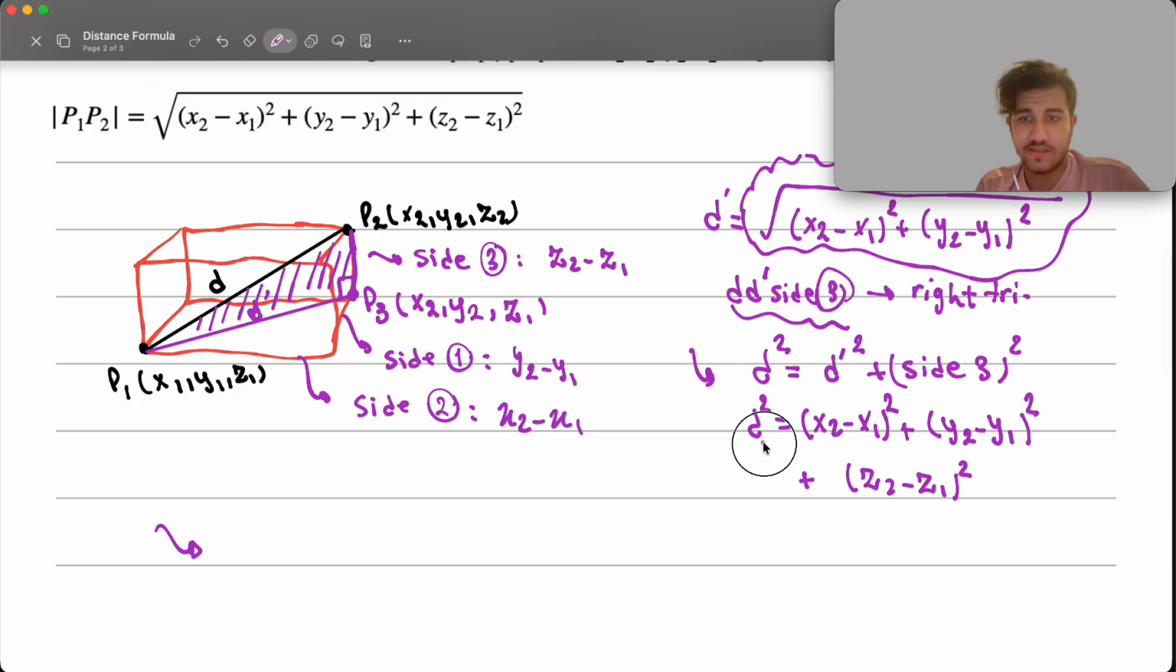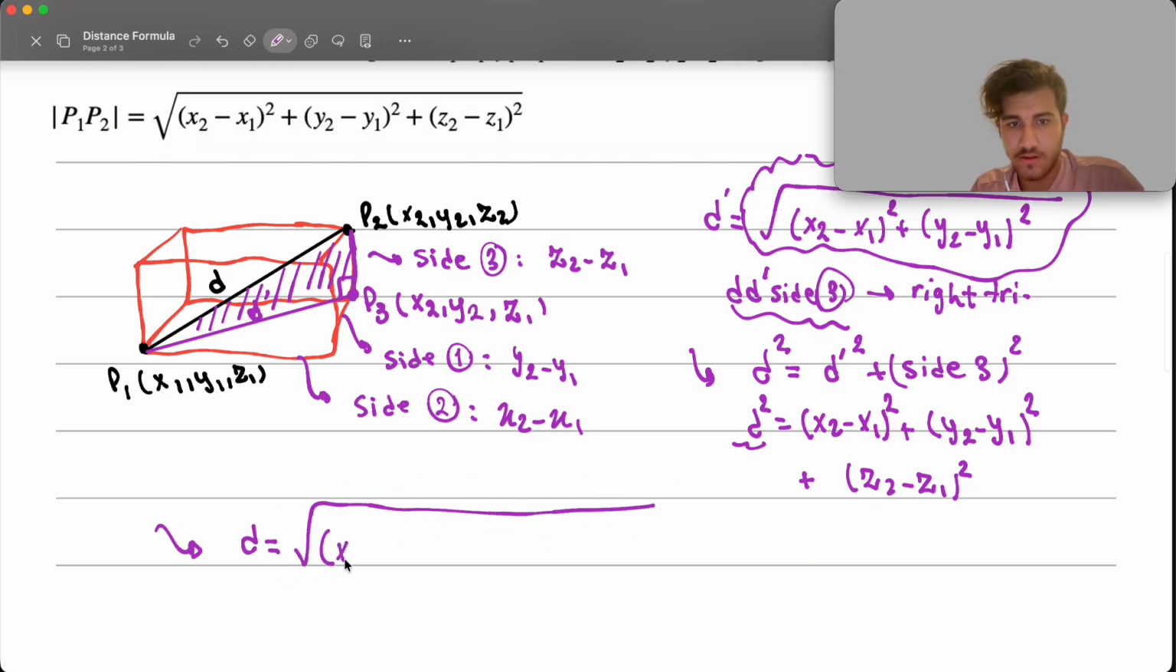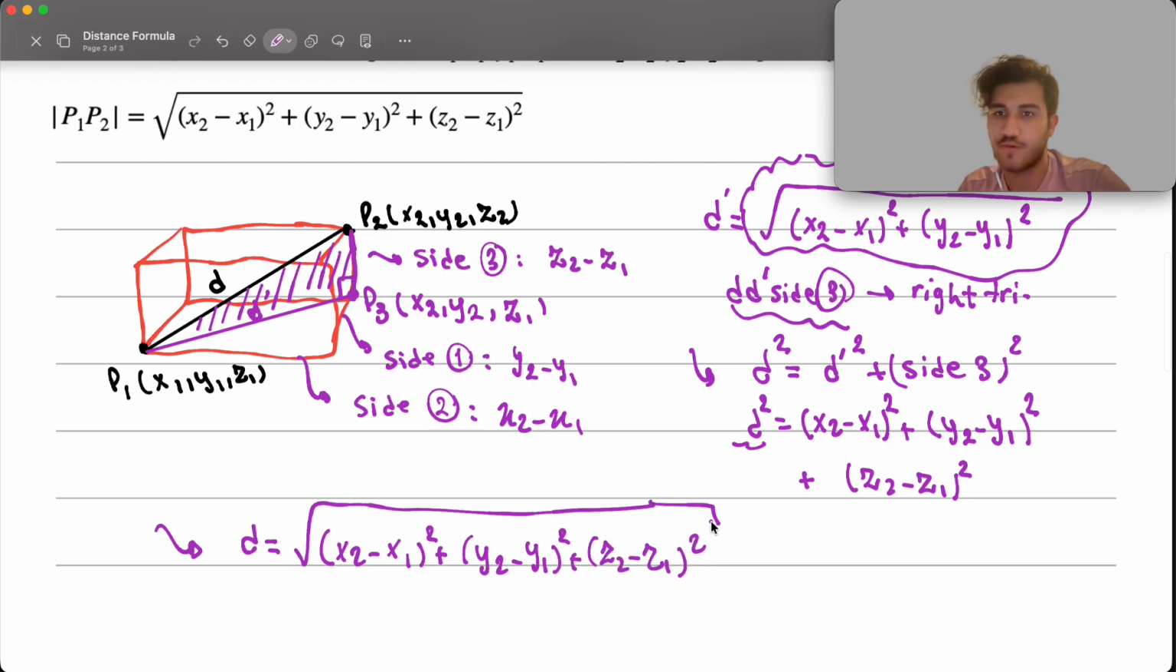But now, this is in terms of d squared. Now I'm just interested in the distance d. Then I would just square root both sides, and I'm going to end up with the square root of x2 minus x1 all squared plus y2 minus y1 all squared plus z2 minus z1 all squared. Here you go. We just proved that.